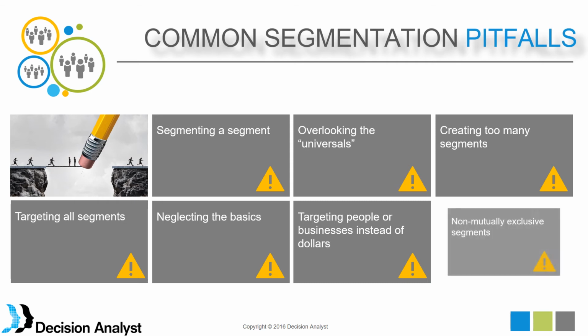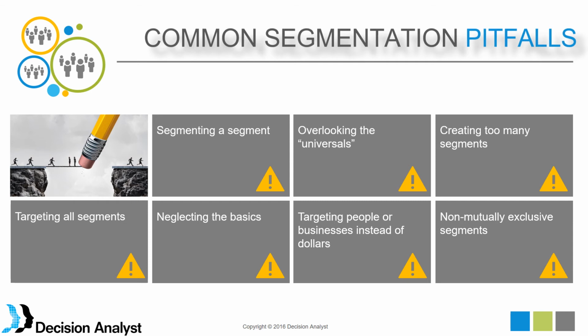The last pitfall: non-mutually exclusive segments. So we know that humans are complex, businesses are complex. We assume in many of our segmentation schemes that once a customer has been assigned to a segment, that's their segment. They don't move to another segment. We recognize, though, that because of this complexity, a business owner could be using different products or services at different times of the year.